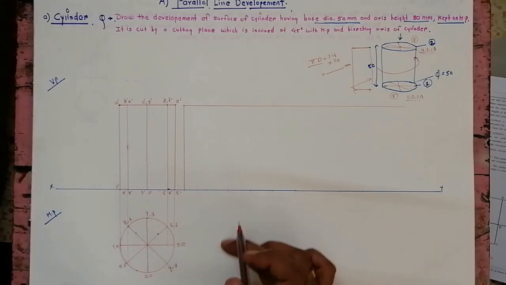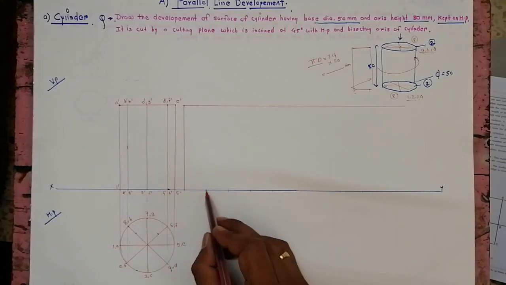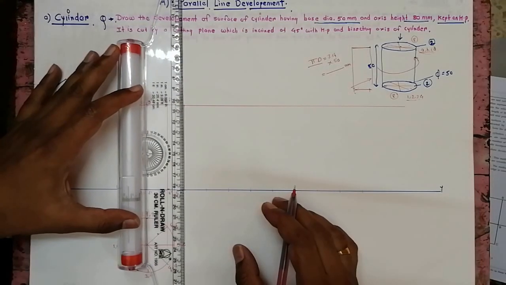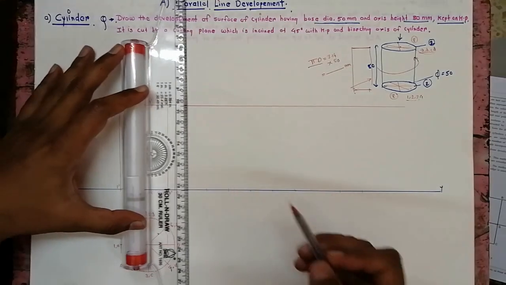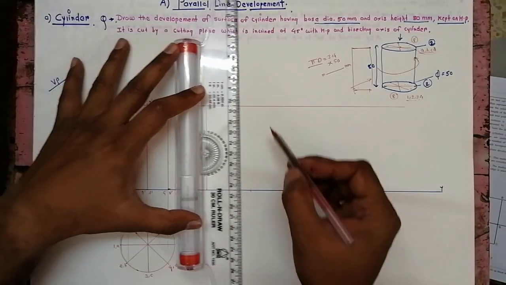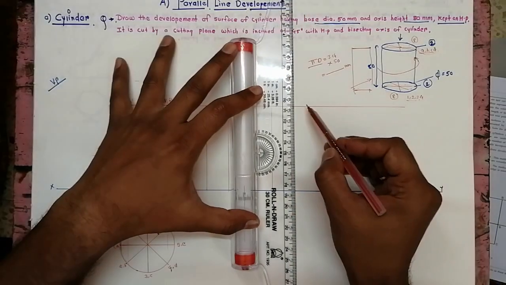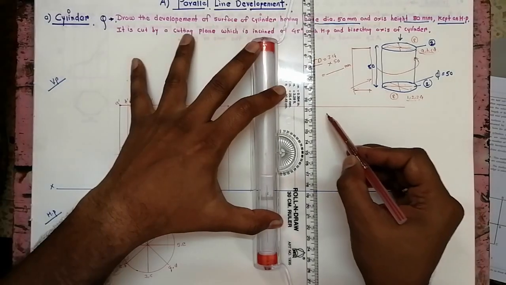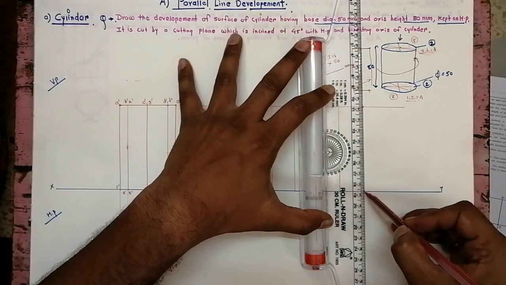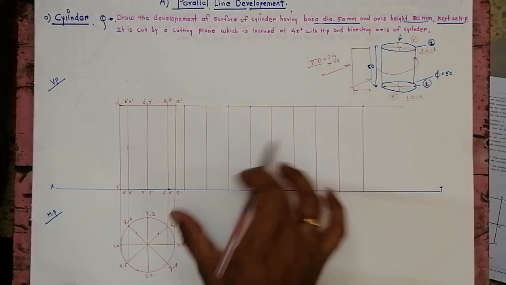Since the circle is divided into 8 parts, we have to divide this line into 8 divisions. So 1, 2, 3, 4, 5, 6, 7 and 8. Now draw the lines here. These are the parallel lines or reference. So this is the first one, this is 1, then this is 2, 3, this is 4, then this is 5, 6, this one is 7 and 8. So when we open that paper, we will get these 8 divisions.